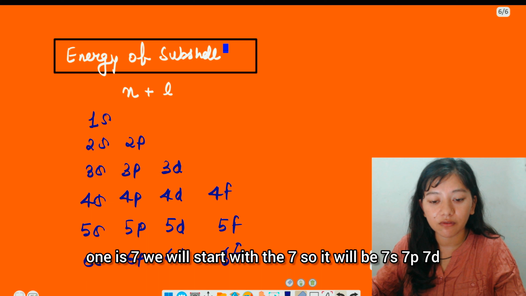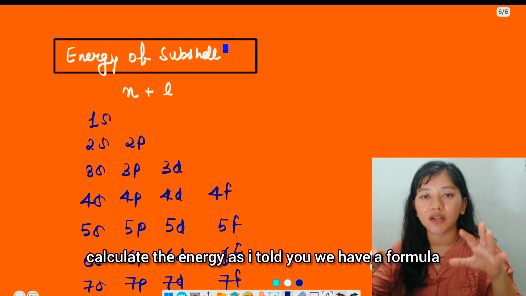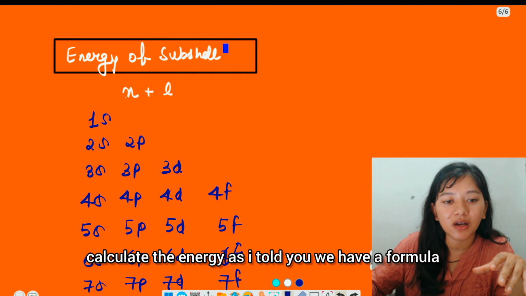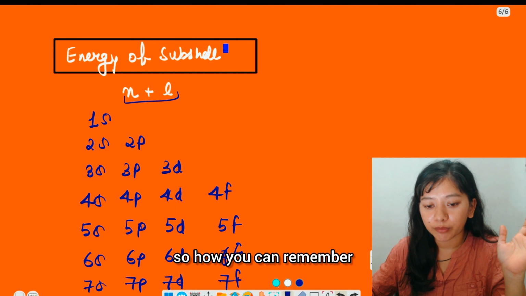We will start with the 7. So it will be 7s, 7p, 7d and 7f. Now what we need to do is calculate their energy. As I told you, we have a formula, that is n plus l. So how can you remember that?